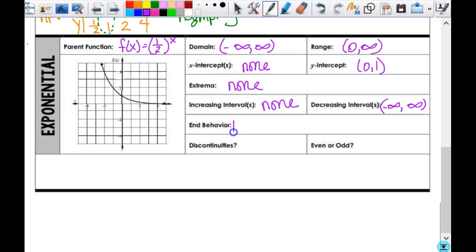Our end behavior, as x approaches infinity, f of x approaches what? 0. Okay? As x approaches -infinity, f of x approaches infinity. No discontinuities, even, odd, or neither.